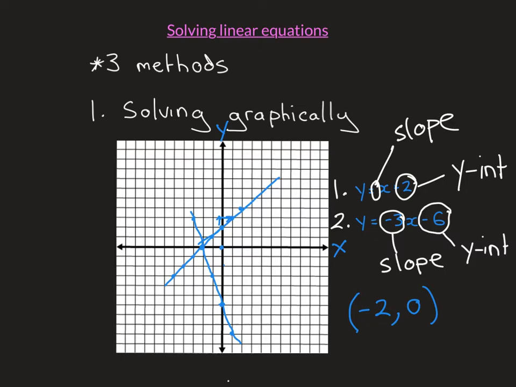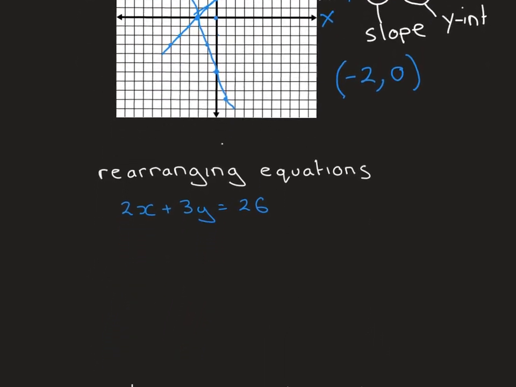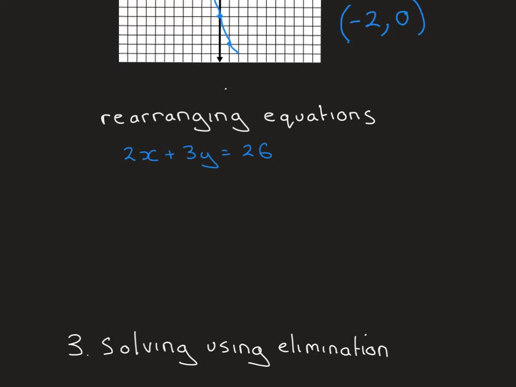So another thing that I just wanted to touch on while we were looking at solving equations graphically was rearranging equations. Okay, so to be able to graph our lines, we need to be able to rearrange these equations so that they're in the slope-intercept form. So remember what that means is that we have y by itself on one side of the equation.